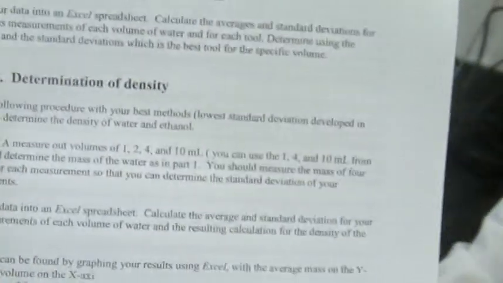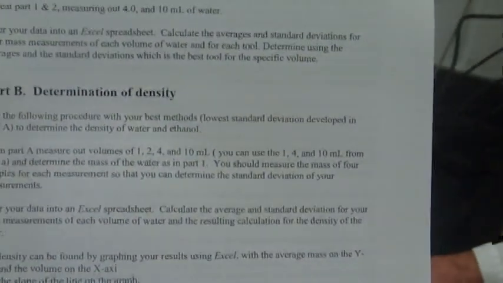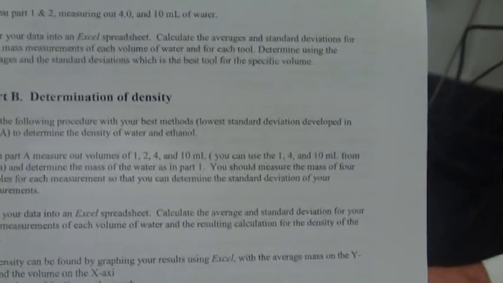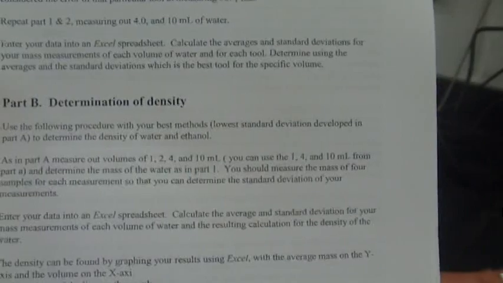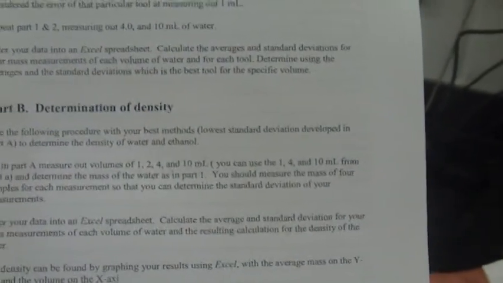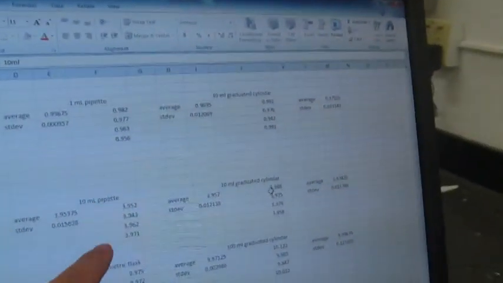Right. Okay, great. So here where it says determine the density, and it says use volumes 1, 2, 4, and 10 from part A, and we're going to determine the mass of those volumes, and it says you should measure again the mass of 4 samples for each measurement so that you can determine the standard deviation of the measurements. Well, we already did that for the 1, the 4, and the 10, right? Right. So now we just have to add, for water, the 2 milliliter.